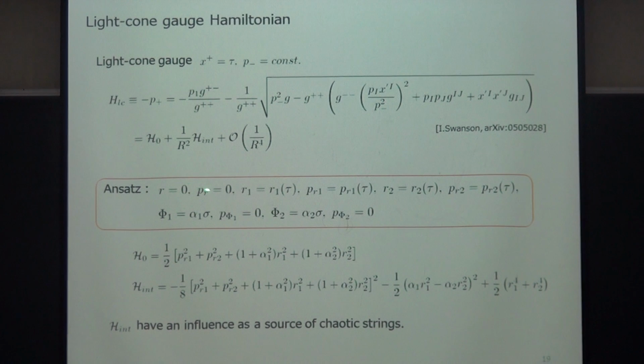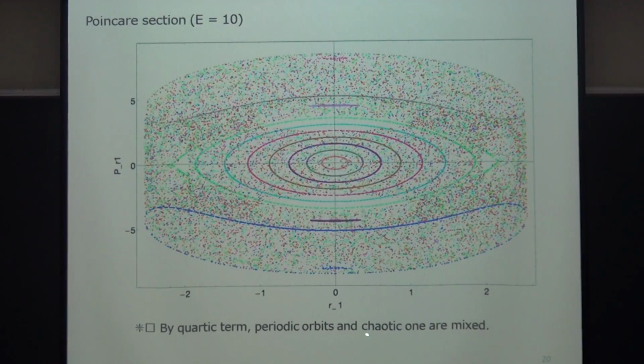And the physical meaning of this ansatz is, first, we pinned strings at a point in the AdS direction. So these strings move on the T^{1,1} part. And lastly, we got this Hamiltonian. And this interaction Hamiltonian is expected to serve as a source of chaotic strings. So this is important. And this is the Poincaré section at the energy equal to 10.